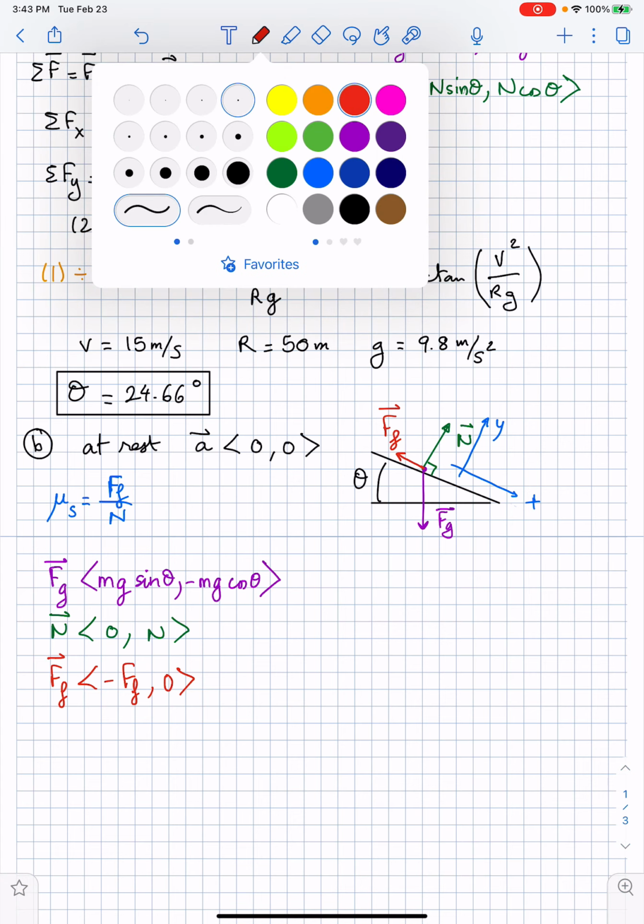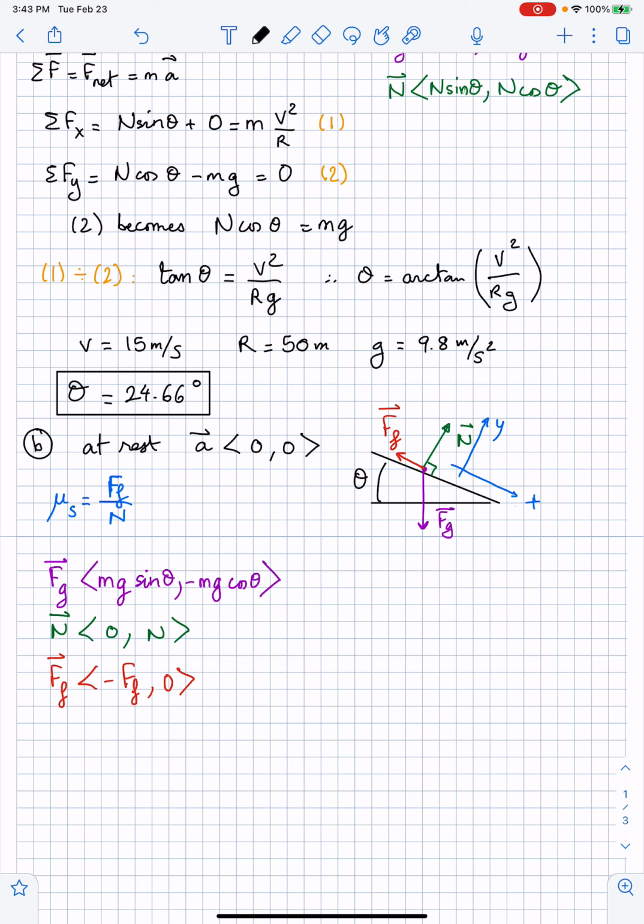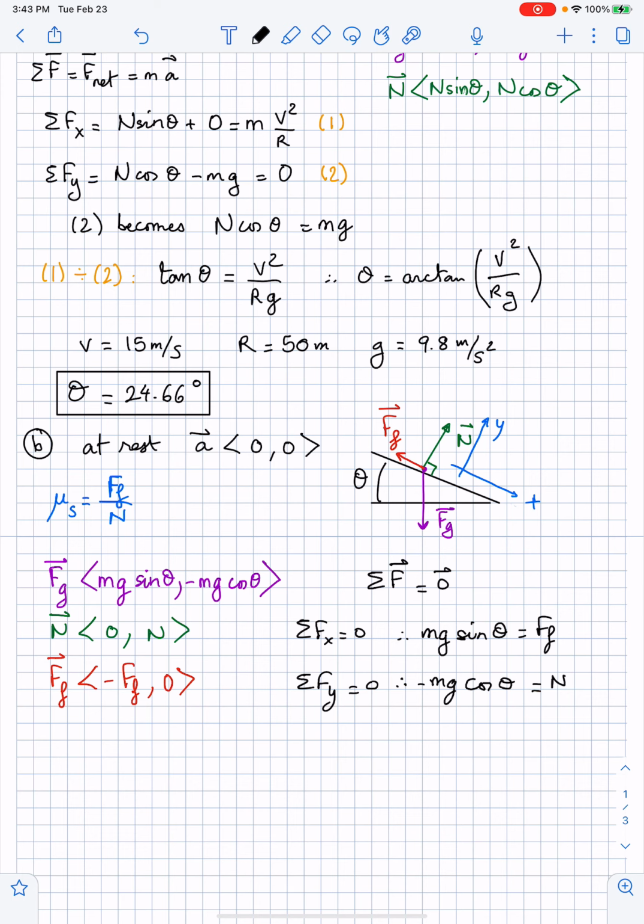Okay. So we're going to use Newton's second law again, but we're going to use the sum of the forces equal to 0. It's a static problem, things are not moving, so the acceleration is 0, which means that the sum of the forces in the x direction is 0. Therefore, we're going to have mg sine theta equal the force of friction, and the sum of the forces in the y direction is equal to 0. Therefore, negative mg cosine theta is equal to n.